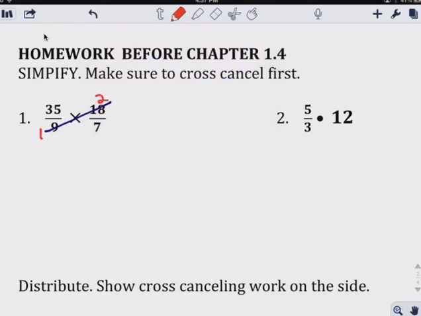1 and 2 here, 1 and 5 here, because the first two, 9 and 18, can both be divided by 9. 9 into 9 is 1 time, and 9 into 18 is 2 times. These two here can both be divided by 7. 7 into 7 is 1 time. 7 into 35 is 5 times. So these are the numbers we use to multiply. Okay, 5 times 2 is 10. 1 times 1 is 1, which is just 10.